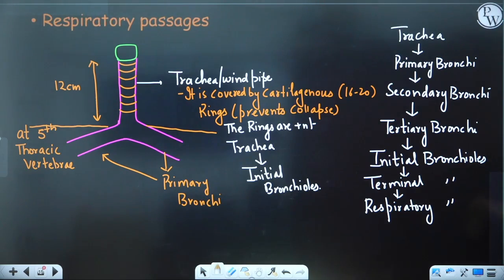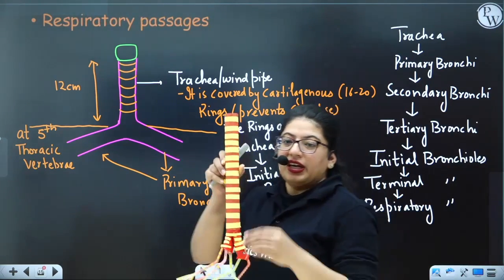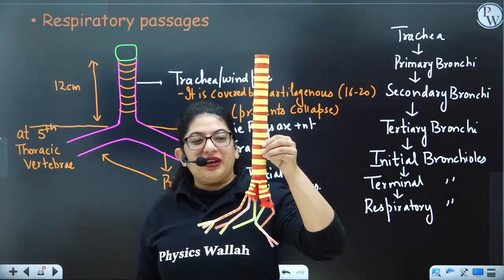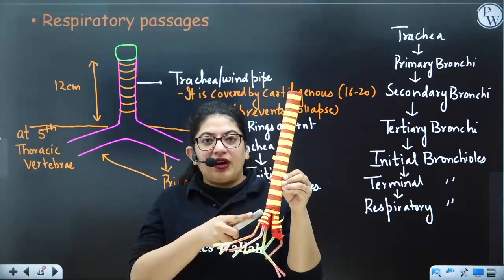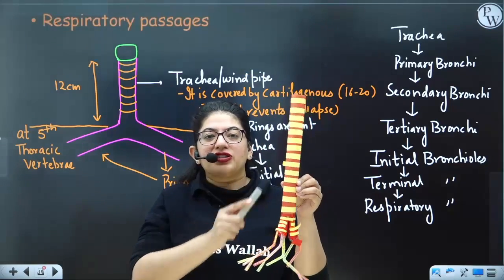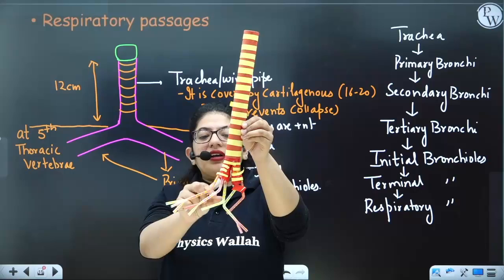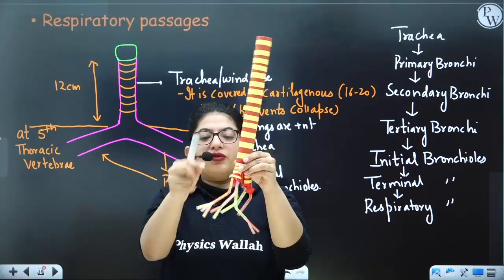Okay. So I have made this myself. I hope you will like it. So that's the respiratory tree. This structure is your trachea, and these yellow are the cartilaginous rings. And then it is dividing into the primary bronchi. You can see here, focus here.